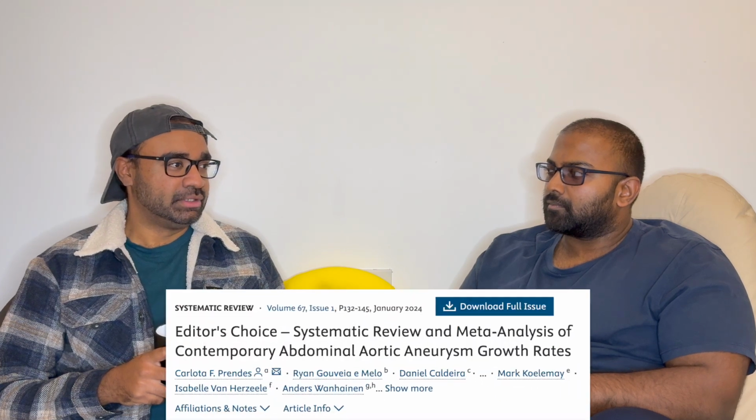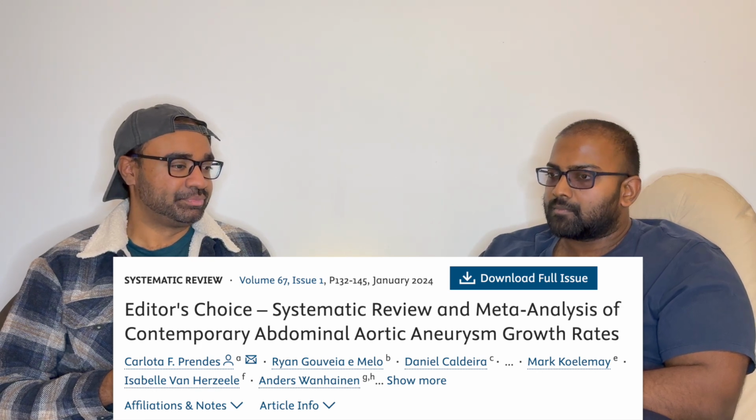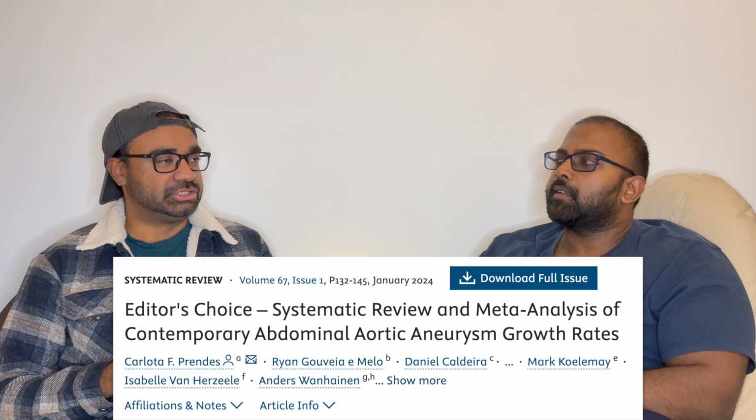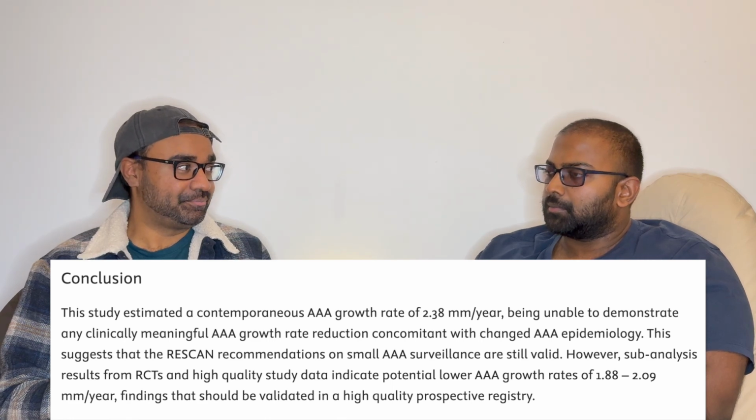So there are no guidelines for this. Let's see if we can get some evidence from out there and make an answer for this question. There is a meta-analysis done, and the study is called the RCEM study. What it looked into and showed at the end was that AAA growth, irrespective of age and gender, was 2.2 millimeters per year. Per year. Yeah.